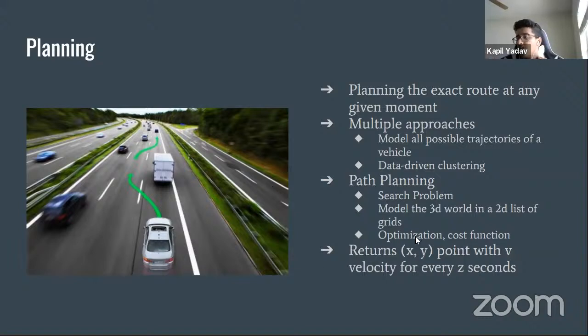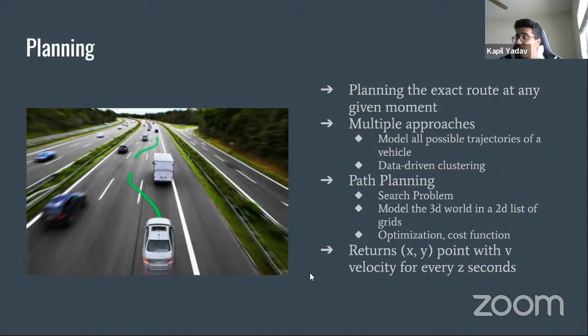And I think over here, the whole path planning, or the planning algorithm, is just return an xy point with a velocity for every z seconds. So basically what that means is the whole point of it is to return a key point, a point in the 2D space that the car needs to be at any given second, and that car needs to be there at this velocity. So it's just telling you be at this point at this speed at this second, that sort of thing. So that's what it kind of returns.